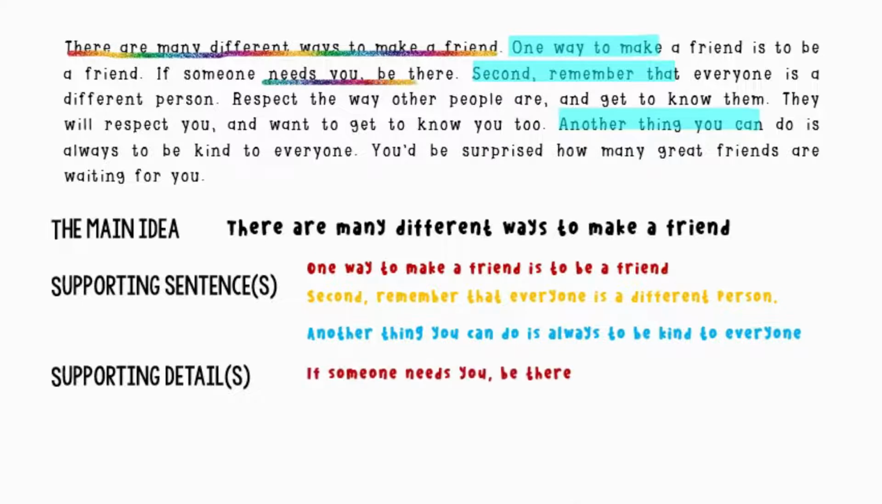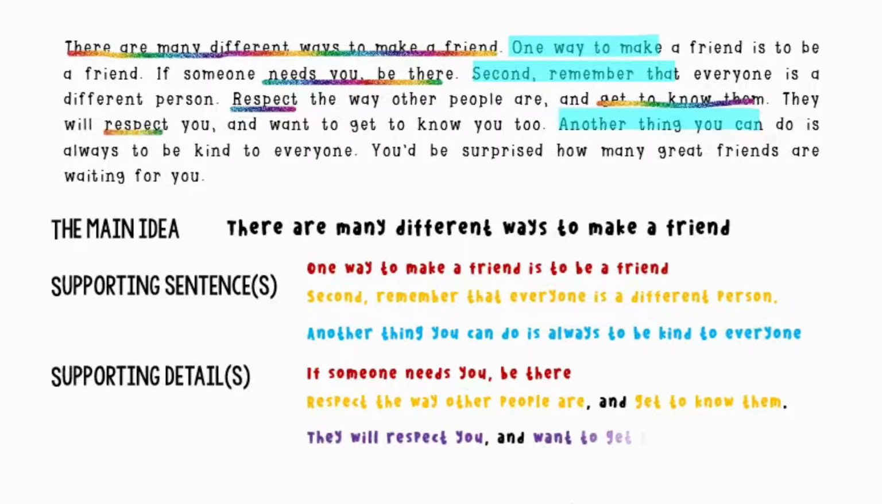So for example, the first supporting sentence will have: if someone needs you, be there. So this gives an example for the first supporting sentence. And for the second supporting sentence, there are 2 things. Remember everyone is different, so it will have respect and get to know them. As a result of respect, people will respect you back, and getting to know them will make people want to know you too. Okay, so this is the first step: finding the main idea, supporting sentences, and supporting details.